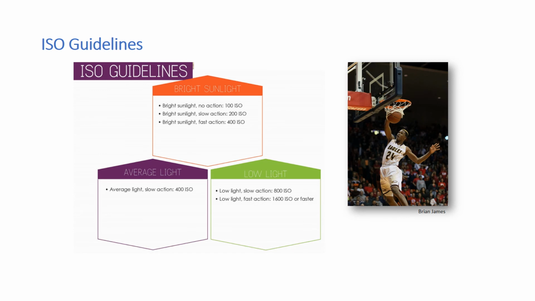Here are some guidelines for ISO. Bright sunlight, no action, 100 ISO. Bright sunlight with slow action, 200 ISO. Bright sunlight with fast action, 400 ISO. Average light with slow action, about 400 ISO. Low light, slow action, 800 ISO. Low light, fast action, 1600 ISO or faster.